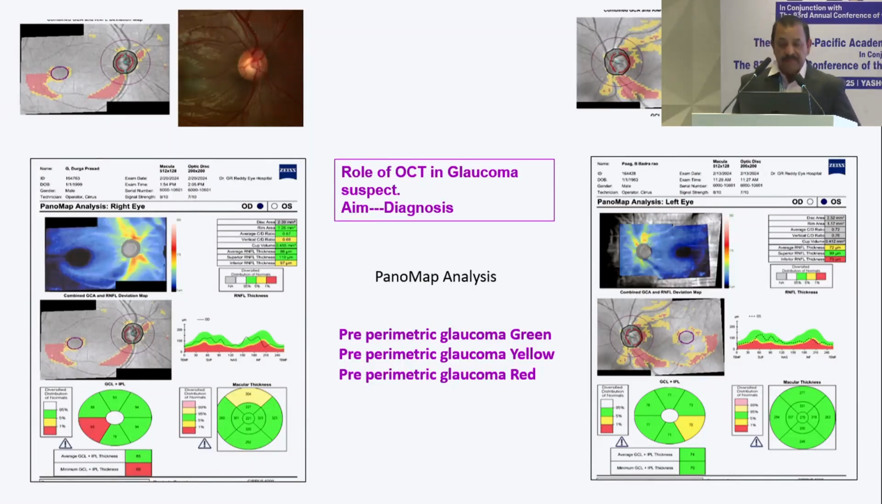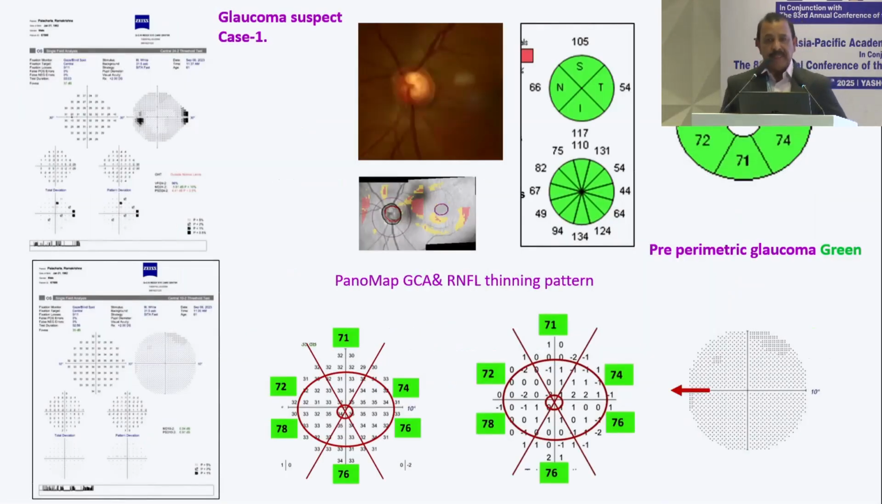Now, what is the role of visual field in pre-perimetric glaucoma? There is no role, and the most important thing is the Panama analysis. The Panama analysis means that, just as in visual fields we ask for an indication for 10-2, when we see OCT, we have to ask for both the RNFL printout and the GCC printout. Then the thickness map and deviation map of both RNFL and GCC, the combined report, will be there in the Panama, which is very important. Panama, GCA, RNFL thinning pattern.